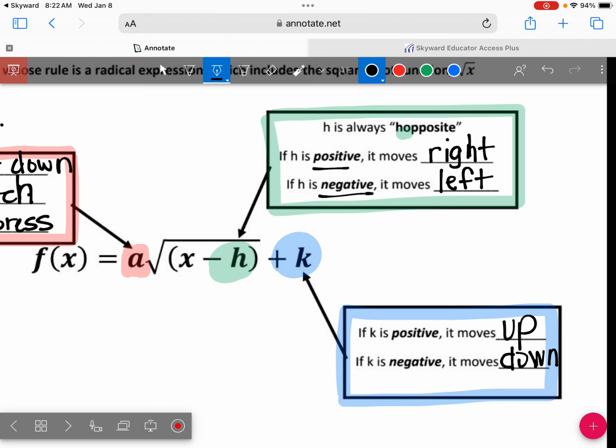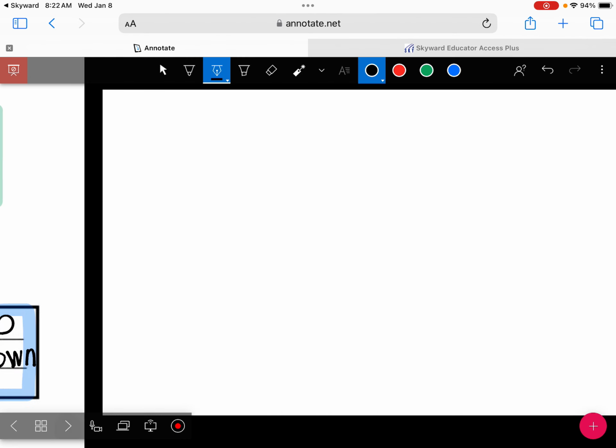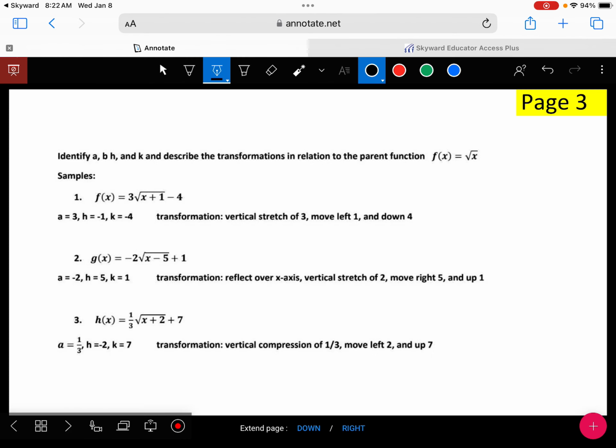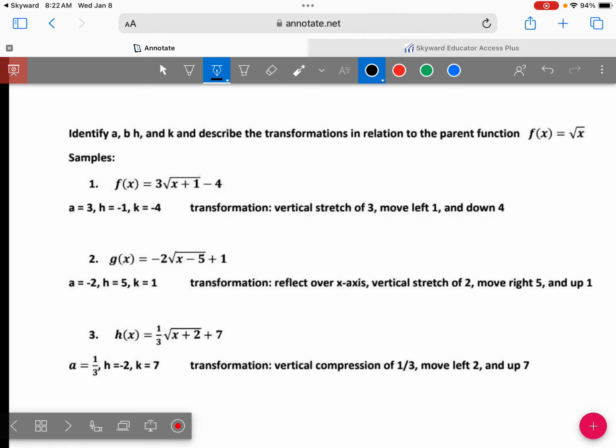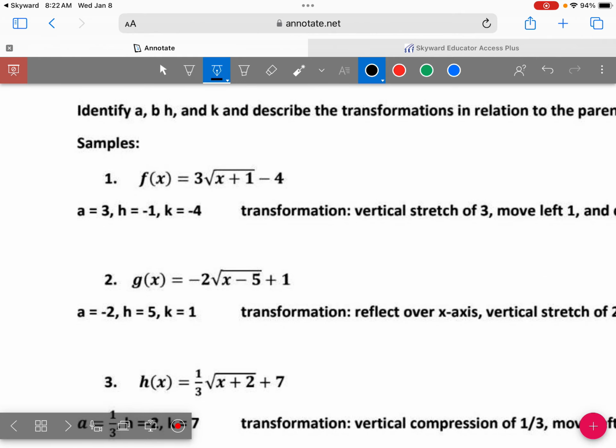So before we start graphing, let's practice identifying the transformation and then explaining what that transformation is going to do. So we're going to look at this example together, and then we'll actually start working on them. Let's look at these. These have already been filled out for us.